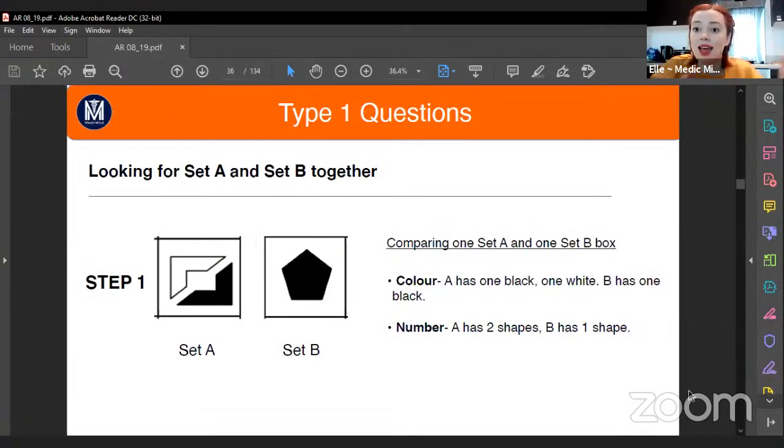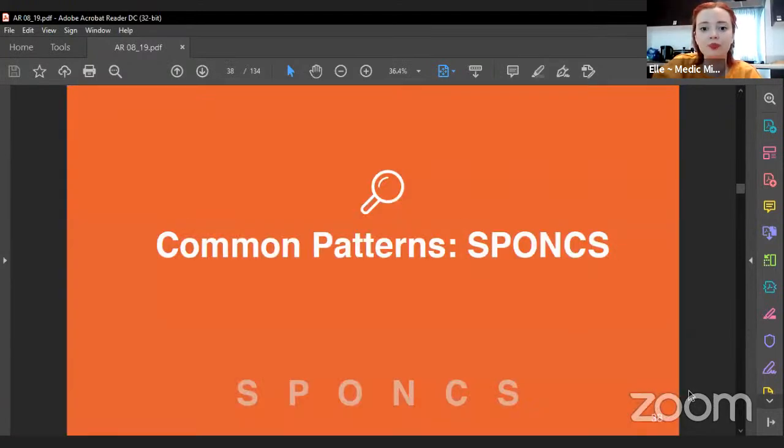Whereas if you compared set A against set B, then you're saying, oh, well, in set A, there's one black and one white, but in set B, there's just black. In set A, there's two shapes. In set B, there's one. So you're trying to come up with something that's different. And that's another technique that you may wish to use. And we're going through lots of techniques today. So the important thing is to go away and practice these techniques on your own to see which techniques actually work for you personally.